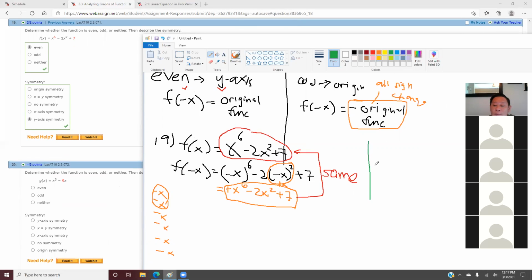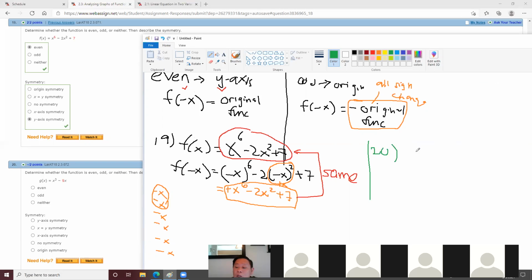Now, if you look at question number 20, this is g of x. So now we do g of negative x. What you do here is you replace all the x to become negative x. Does anyone know what is negative x times negative x times negative x? Negative x cubed, right? Power 3. And what is negative 9 times negative x? Positive 9x.